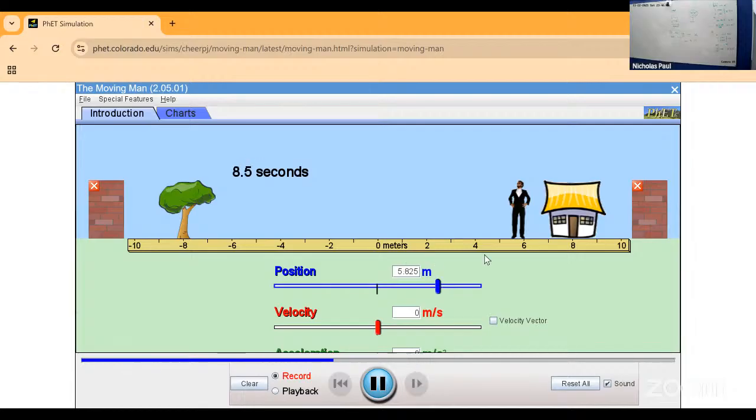Anyway, before that, if I keep his velocity positive, you'll see him staying on the right side. But if I change his velocity now to be negative, then he starts to go in the opposite direction. Are you okay with that? But I wanted to show you something with acceleration.